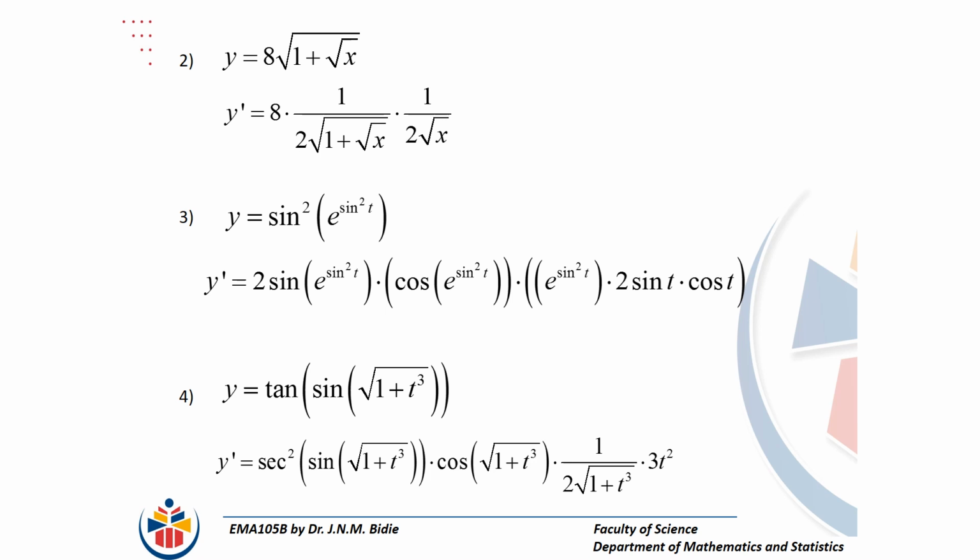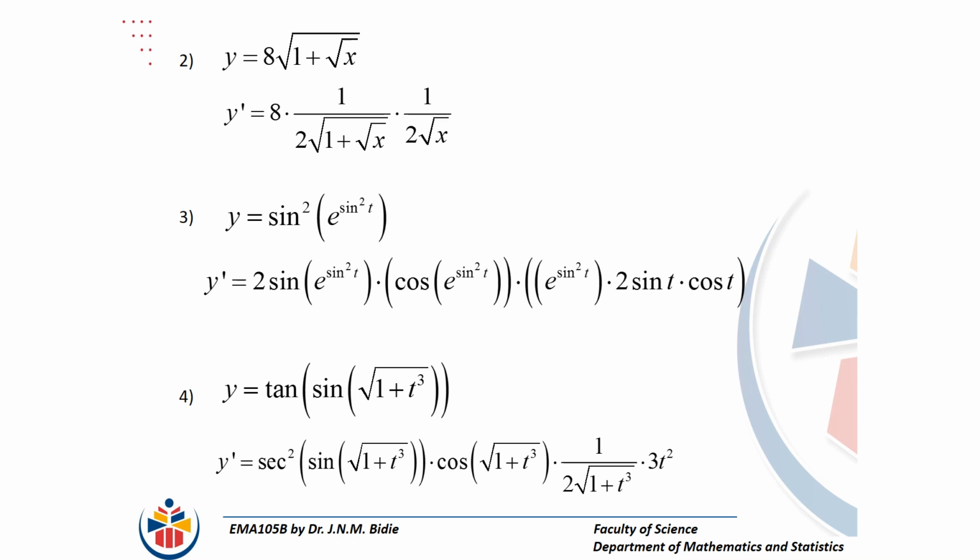Multiplied by, now we come back to sine. The derivative of sine is cos. The argument does not change. Multiplied by, now we come to the angle. The derivative of e to the power sine squared t: the exponent remains the same, no change. Multiplied by the derivative of that power. Note in that power we've got squared, so we have to start by finding the derivative of that power, which is 2 sine t, and then thereafter the derivative of sine t, which is cos t.